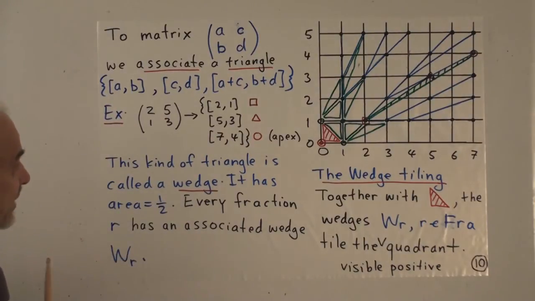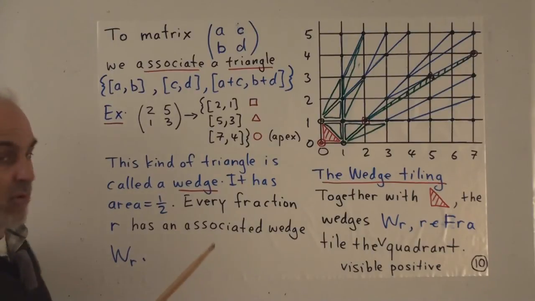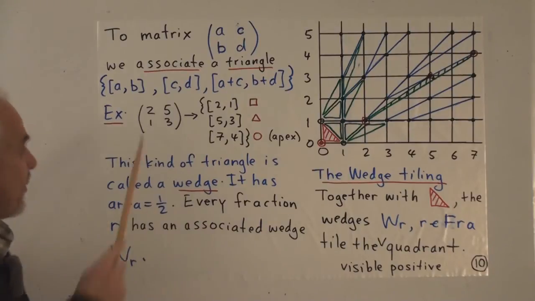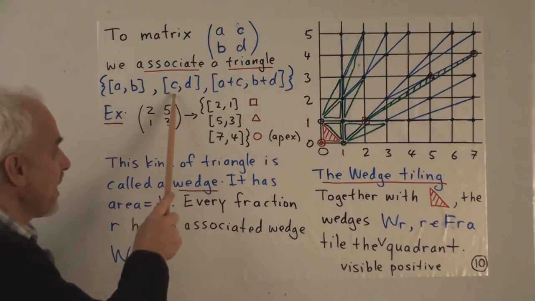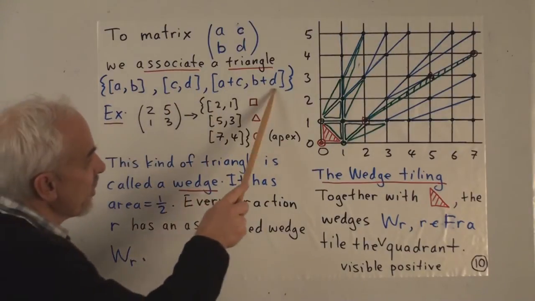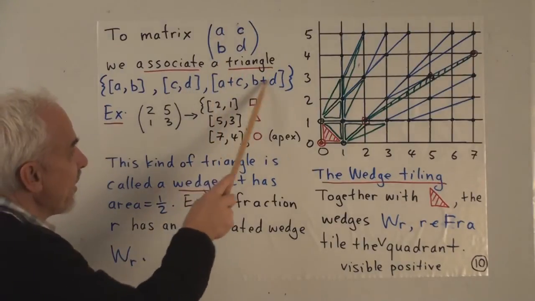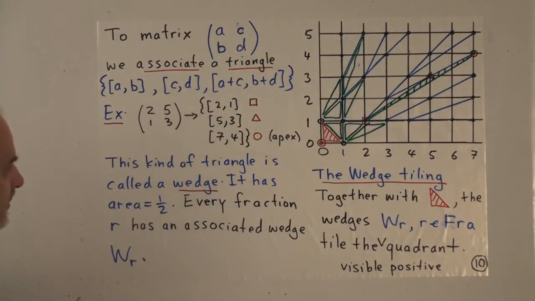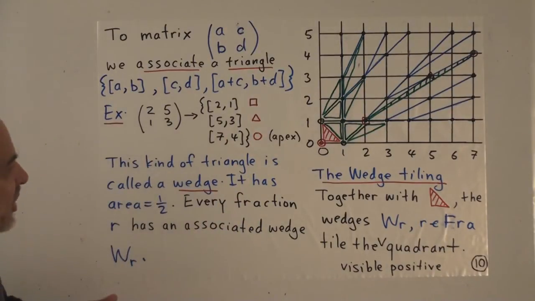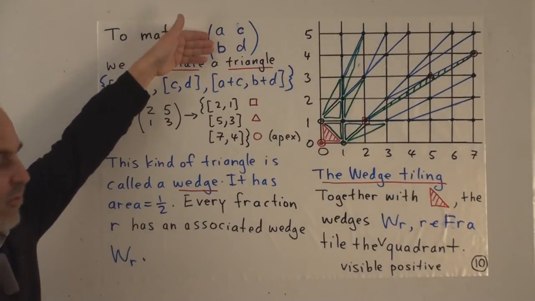I can associate to that a triangle, which is three points. One of the points is AB, the first column, written as a point. The other point is the second column, CD, written as a point. And the third is the sum, A plus C over B plus D. This third one corresponds to the fraction which we usually associate with this matrix in the Stern-Brocot tree.